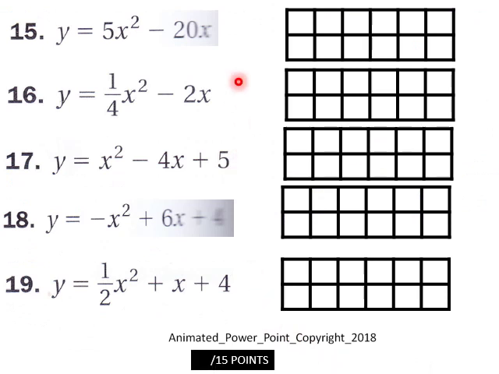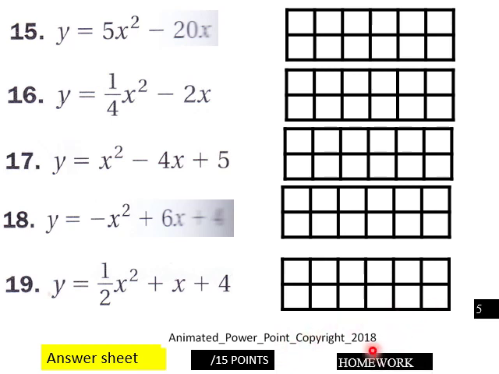Page 5, you do the same thing here for 15 through 19. Make a table of values for these here. 15 points for page 5.